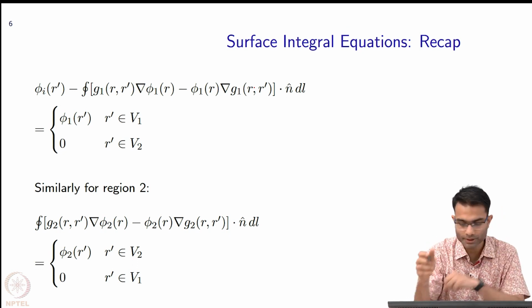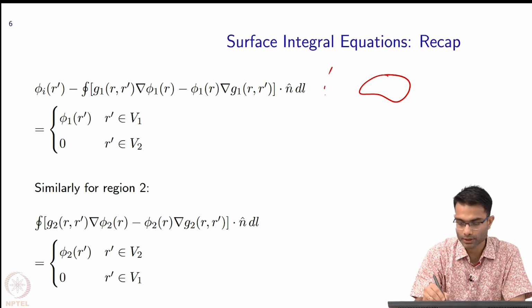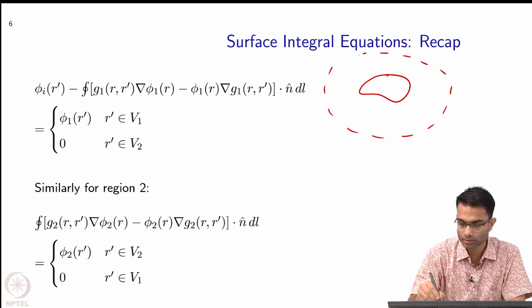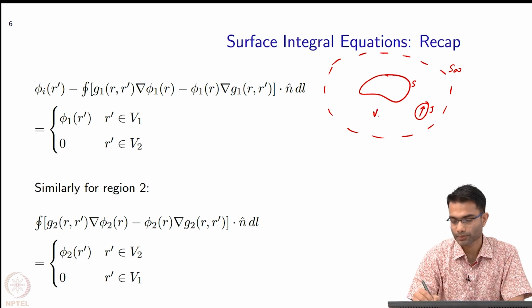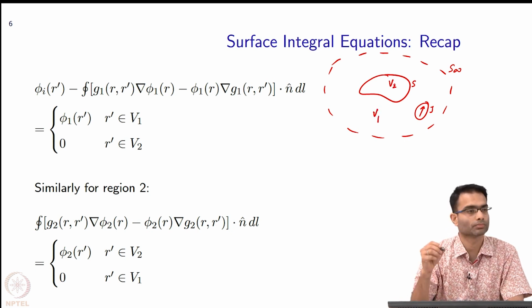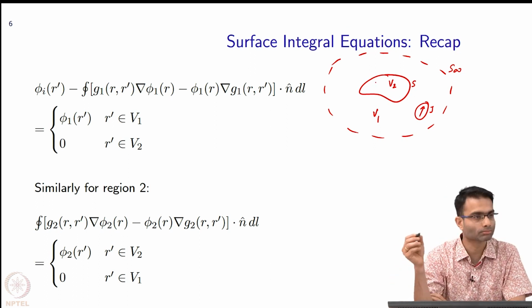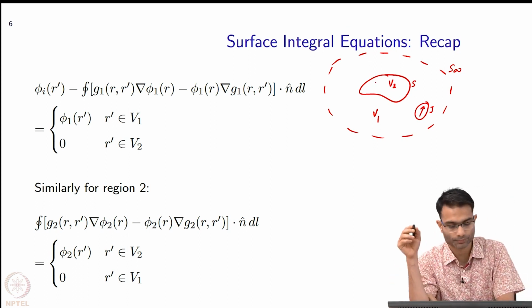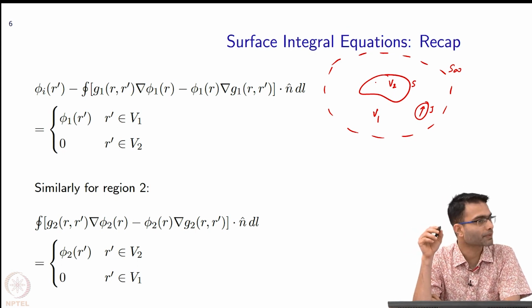I had some scattering object, so I had indicated like this, and this was surrounded in a bigger region. I had called this boundary S infinity, this was S, and there was some current source over here, J. This was my volume 1, this was my volume 2, okay. And this volume 2 is some object which I know. So, these were the two equations that we had got, right.